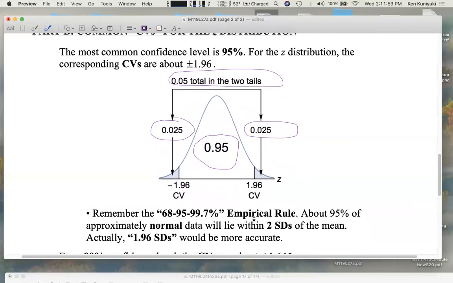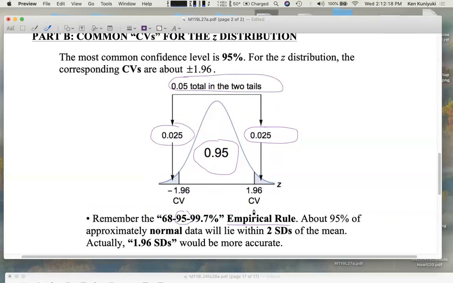Now, if you remember the empirical rule, and I hope you do, the 68, 95, 99.7% empirical rule, we expect that with really approximately normal data, about 95% will lie within 2 standard deviations of the mean. So a clever student with a good memory might think, hey, the critical value here should be about +2, and the critical value here would be about -2. And that student would do a very good job.